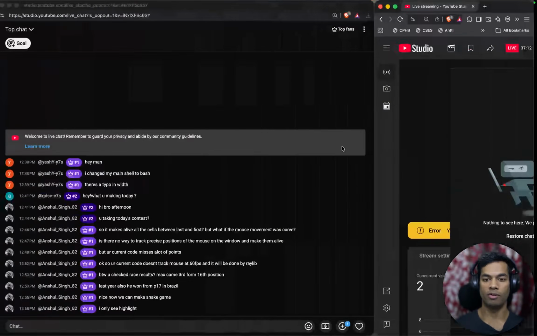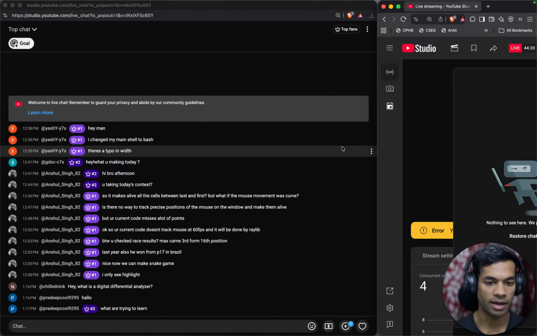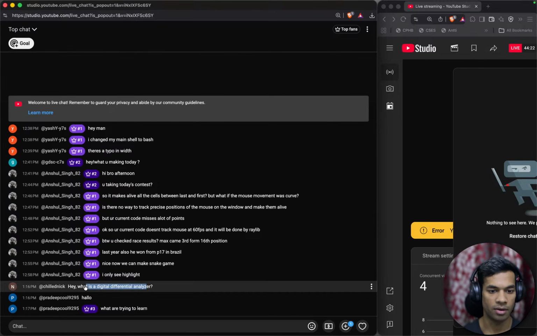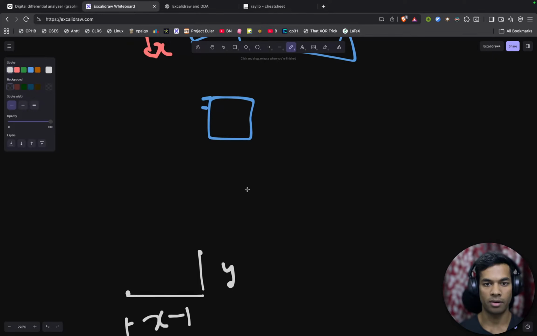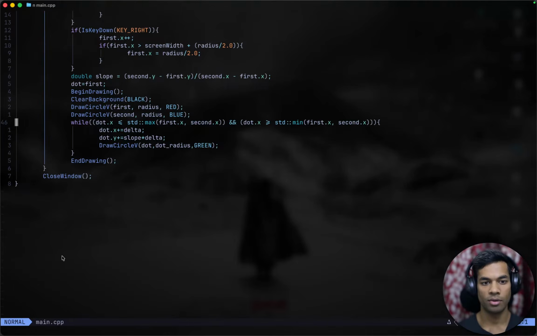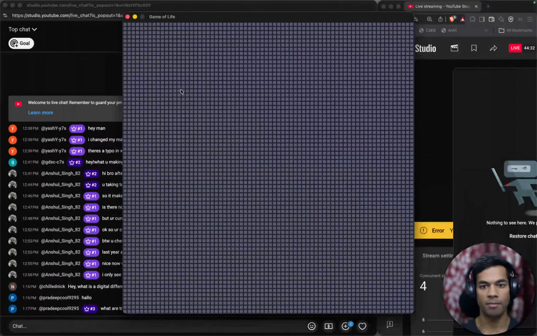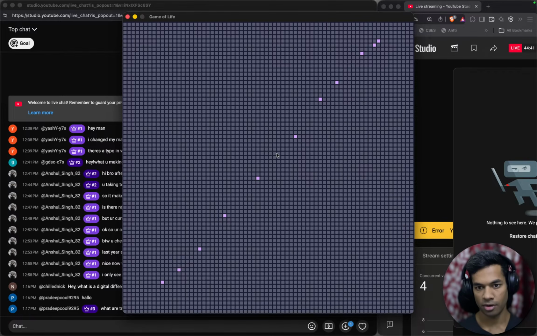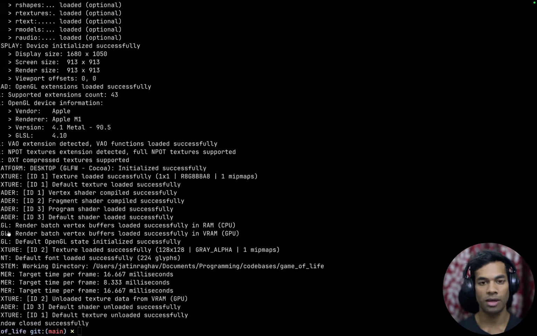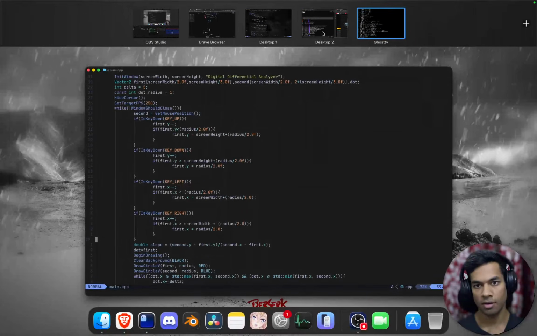Okay, so first, we have two things. One is direction, and yes, hello. We are trying to fix our game of life, and the problem is this. When I move my mouse too quickly, I don't get the position of these cells in the middle, and that is not good.